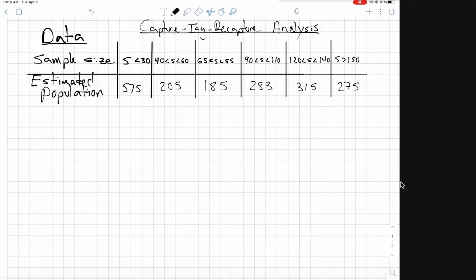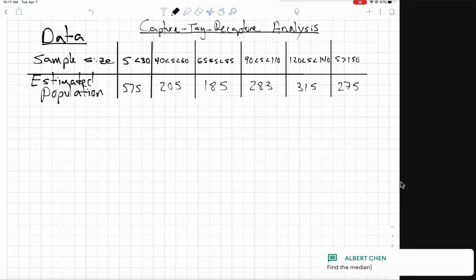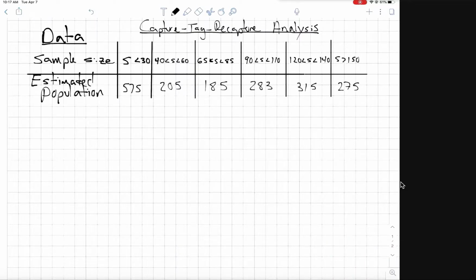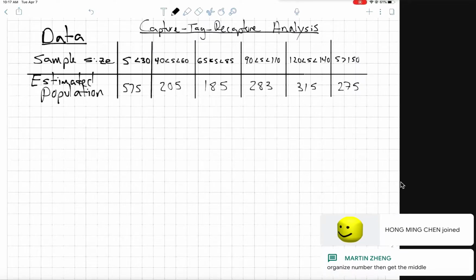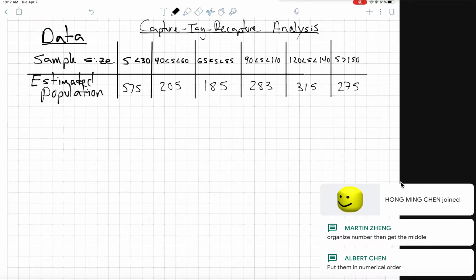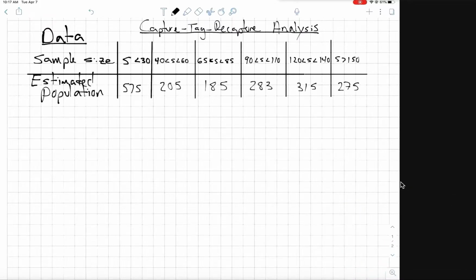So what should I do first? Median first. Okay, how do I find the median? I keep seeing people type in median first. How do I find the median? Who wants to share how I organize the numbers? What does he mean by, put them in numerical order? Okay, so let's put the numbers in numerical order.